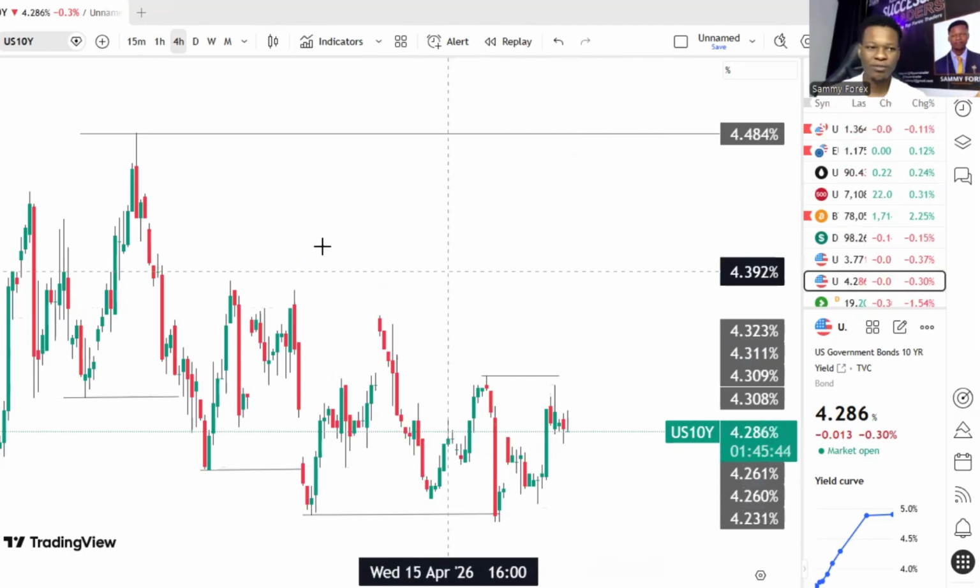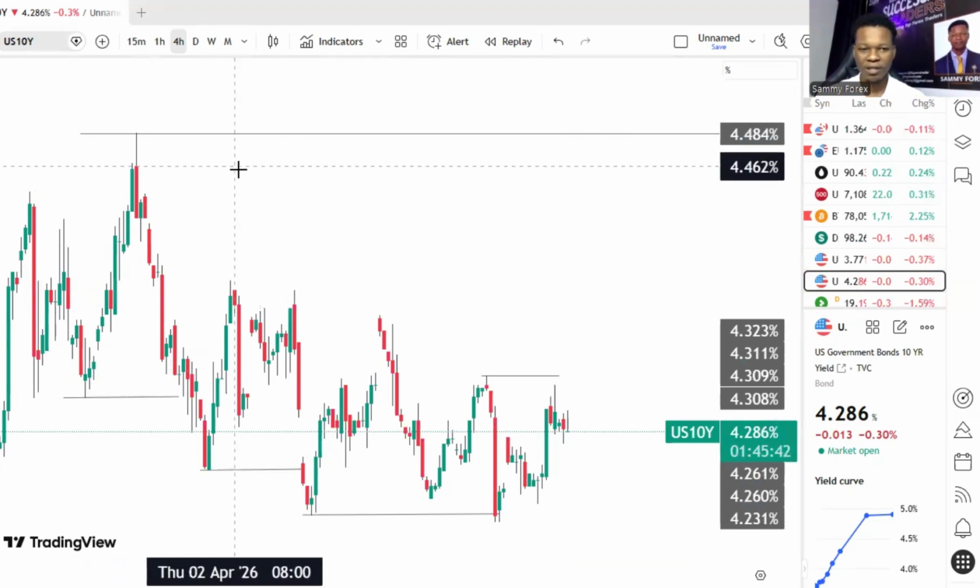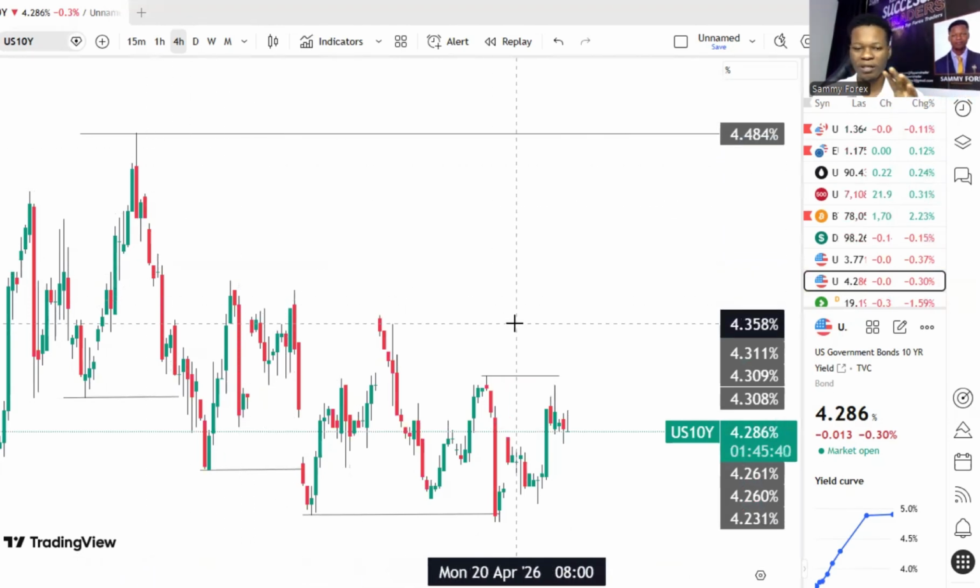So this is a brief outlook on the US 10-year yield, showing you what is currently happening in the growth and inflation outlook, and what the Fed is actually doing right now, what they are expecting. So they are expecting a rate cut. That's why you see price selling down.